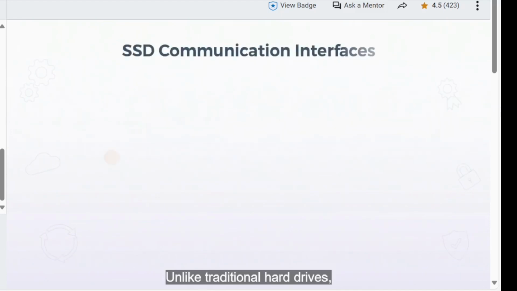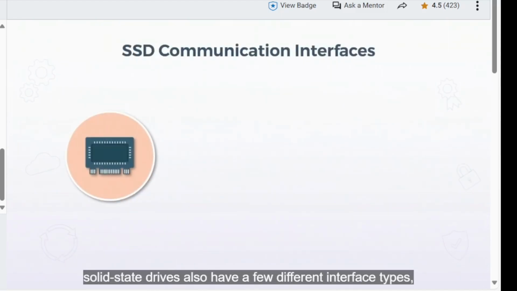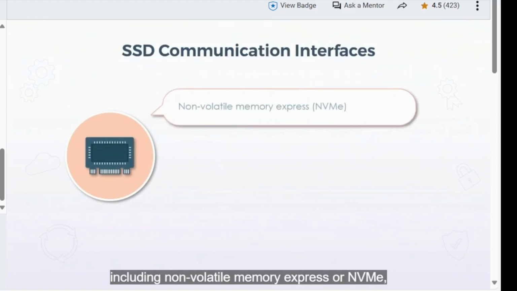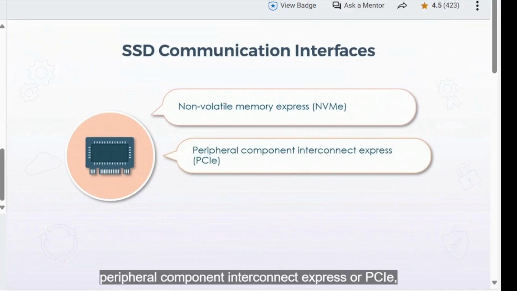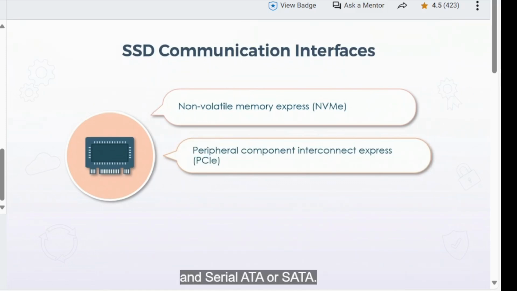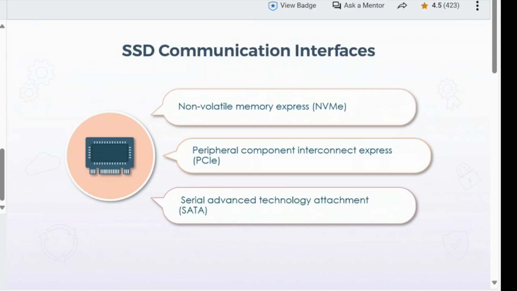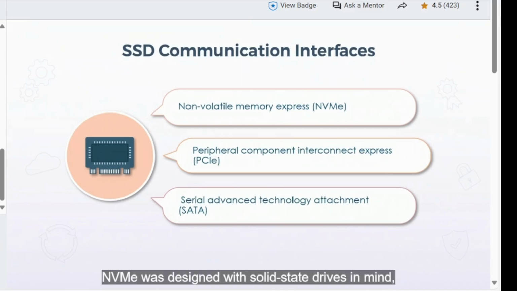Now, like traditional hard drives, solid-state drives also have a few different interface types, including non-volatile memory express, or NVMe, peripheral component interconnect express, or PCIe, and serial ATA, or SATA. NVMe was designed with solid-state drives in mind, and it implements faster input-output operations than those of earlier storage interfaces, and it's independent of the form factor of the drive itself, so NVMe is becoming the standard for both network servers and client devices such as desktops, laptops, and other devices such as gaming consoles.